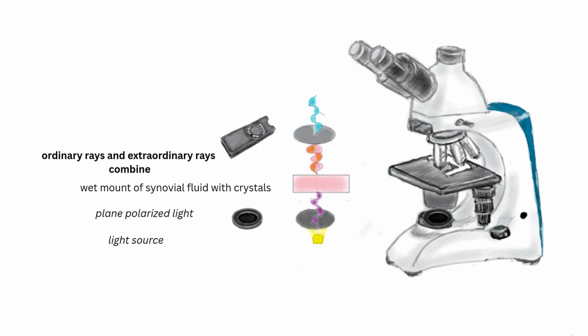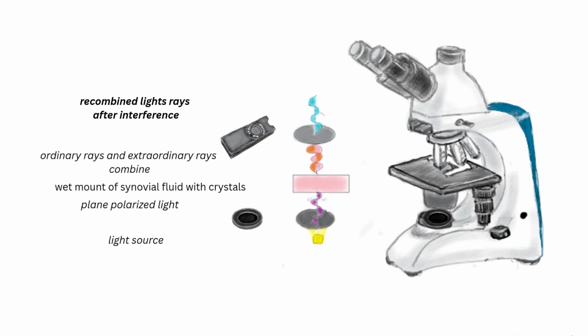Without going through the detailed physics, a basic explanation is that this special microscope allows us to distinguish a physical property of crystals called anisotropy and birefringence. As polarized light goes through the crystals in the joint fluid, ordinary and extraordinary light rays are out of phase. And when they recombine after interference, they generate an image contrast that changes colors as you rotate the eyepiece filter 90 degrees.